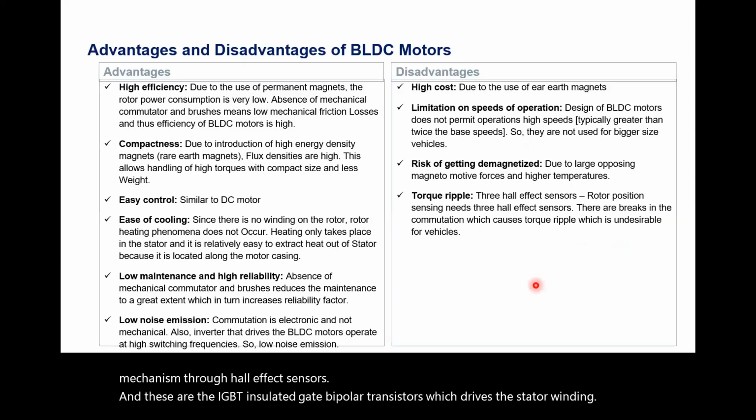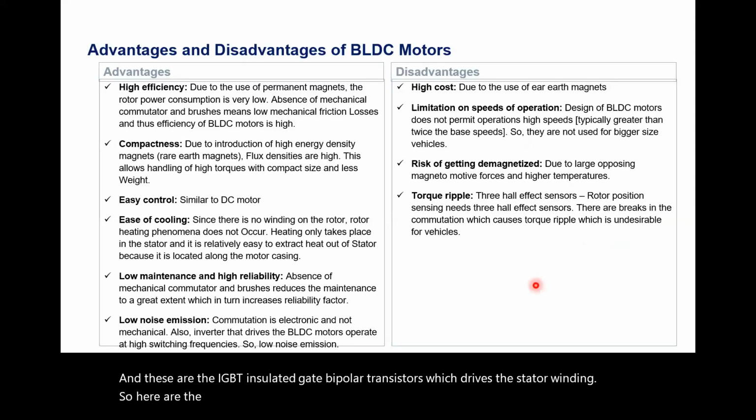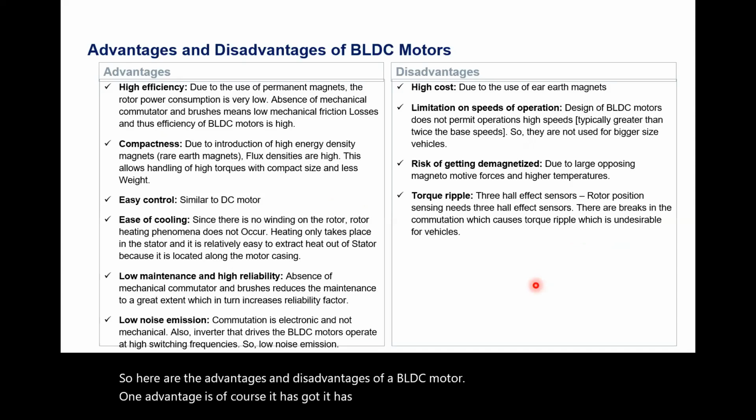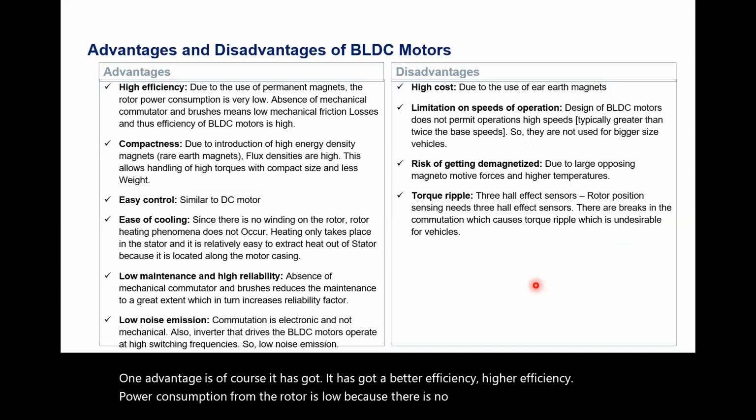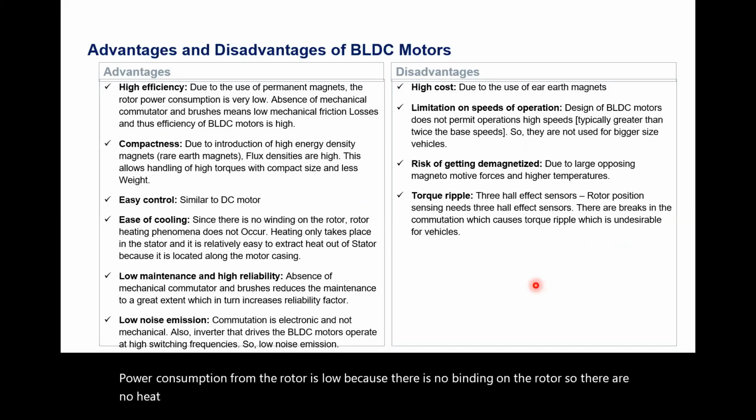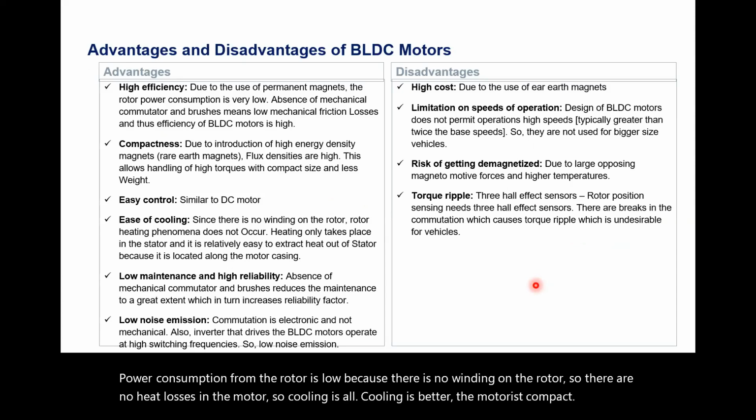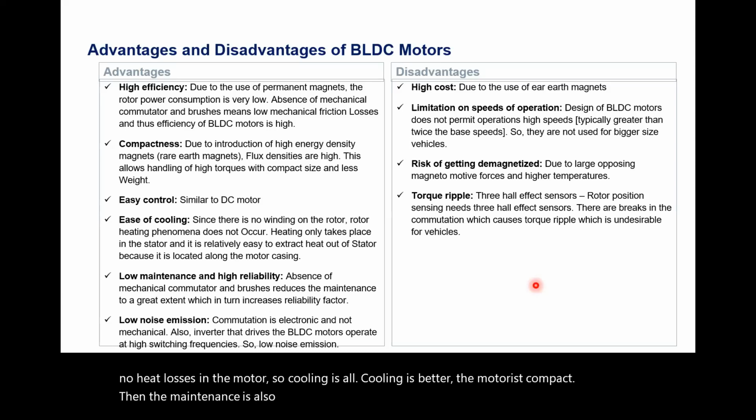So here are the advantages and disadvantages of a BLDC motor. One advantage is, of course, it has a higher efficiency. Power consumption from the rotor is low because there is no winding on the rotor, so there are no heat losses in the motor. So cooling is better. The motor is compact. Then the maintenance is also considerably low because there is no winding on the rotor. Noise which is generated by the motor is also considerably less.